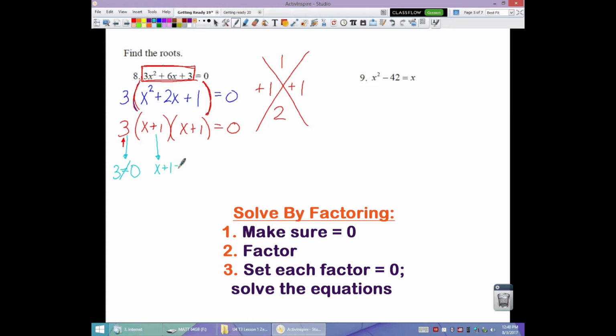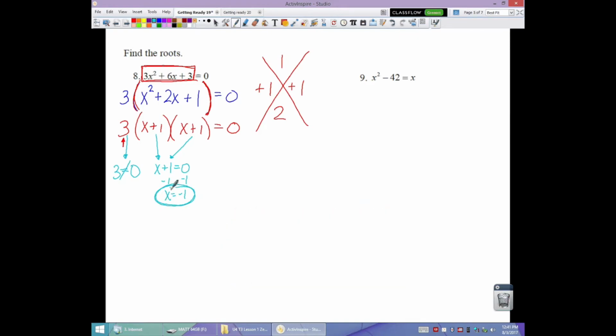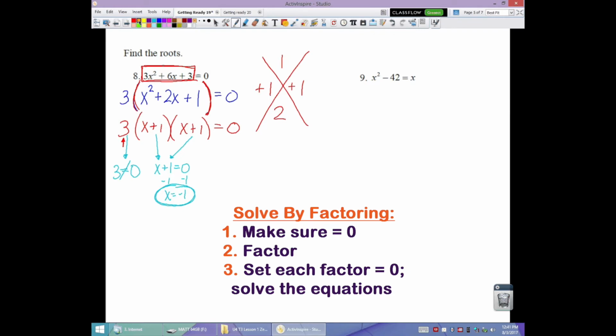Maybe x plus 1 would equal 0. Well, that would happen if x was negative 1. Now, when you start to write the next one, you realize, hey, I just did that. I don't need to do it again. What this one means is there's just one and only one root, x-intercept, to this equation, and that is negative 1.